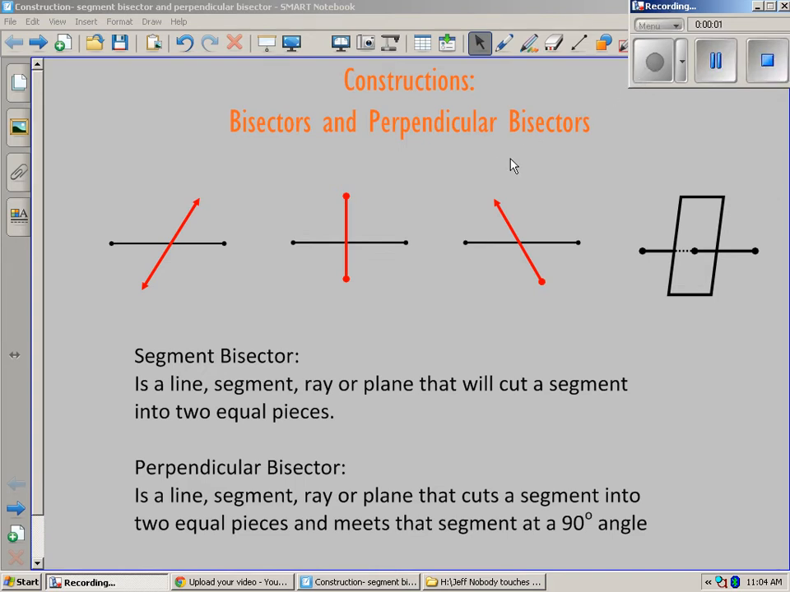Welcome to today's lesson on constructions. We are going to be doing segment bisectors and perpendicular bisectors.